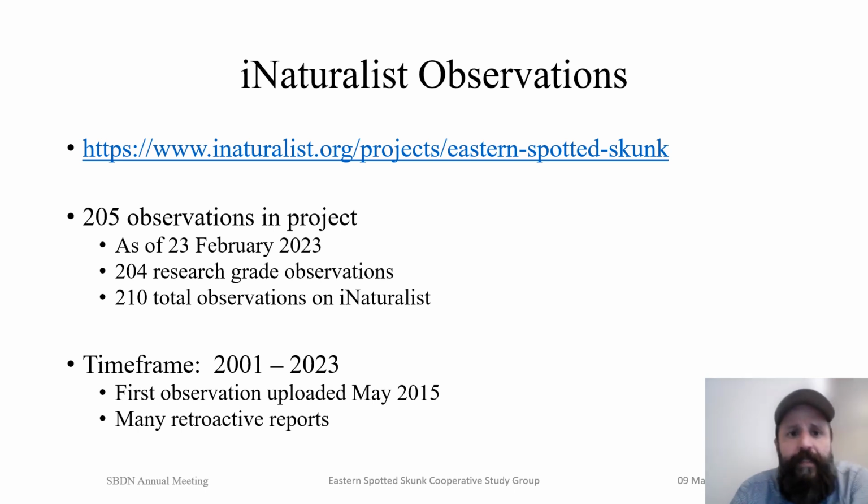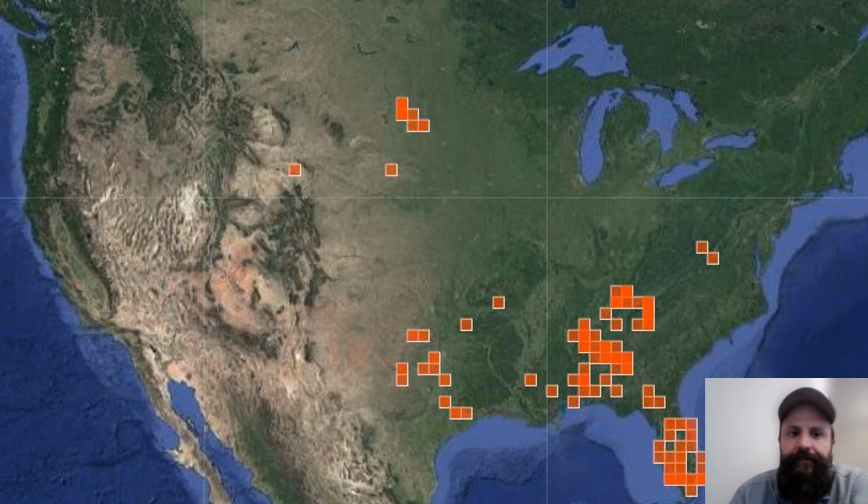As of February, there were 210 eastern spotted skunk observations on iNaturalist, 205 of which were in our project, and 204 of these were classified as research grade. The discrepancy in numbers is based upon project curation, whereby observations that are clearly not an eastern spotted skunk were removed, but the species identification has yet to be updated.